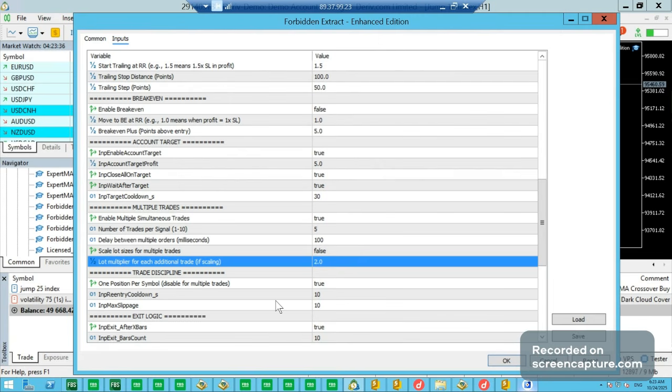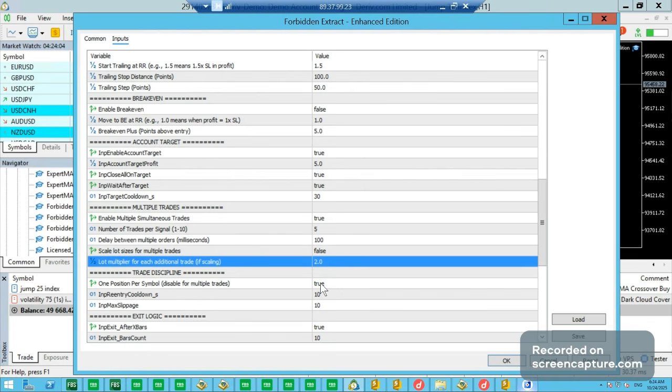So the next one is trade discipline: one position per symbol. You set it to true. So disable for multiple trades. So this one, if you set it this way, that is how it is supposed to be. So what actually happened on this one is this.